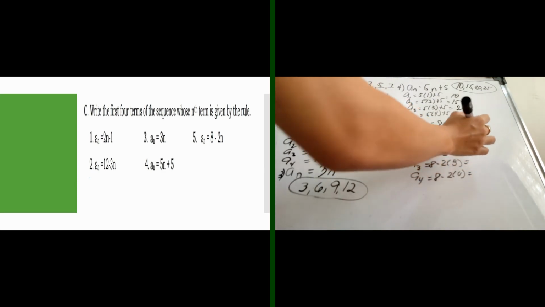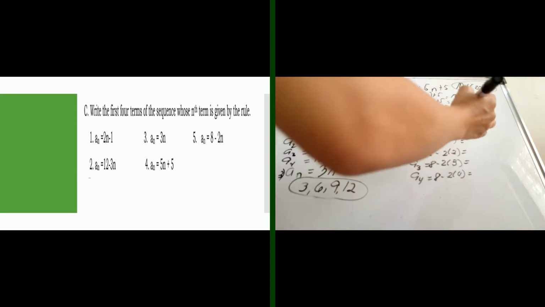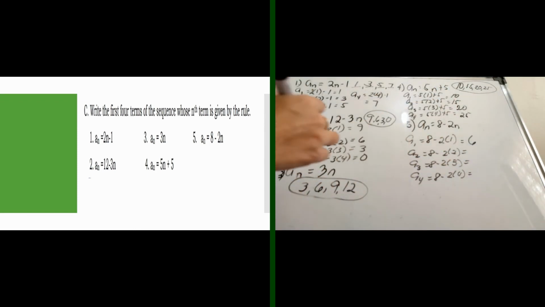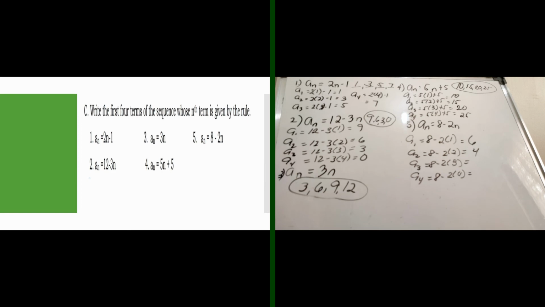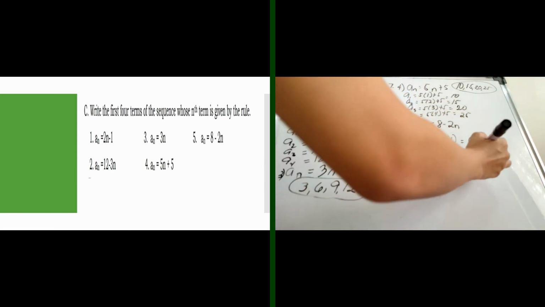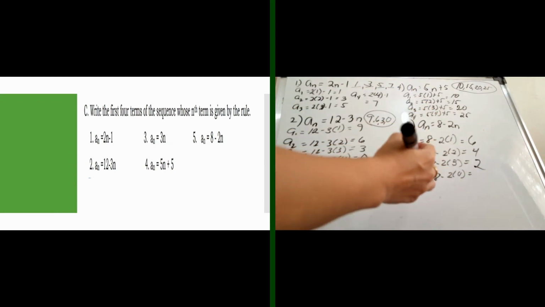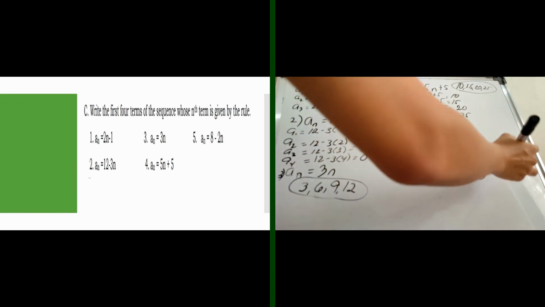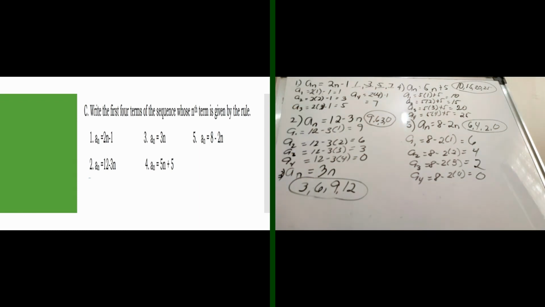Okay, 8 minus 2 times 1 is 6. 2 times 2 is 4. That will be 8 minus 4, which is 4. 2 times 3 is 6. Then we have 8 minus 6, and that will be 2. 2 times 4 is 8. 8 minus 8 is 0. So for our answer, we're going to have 6, 4, 2, and 0.